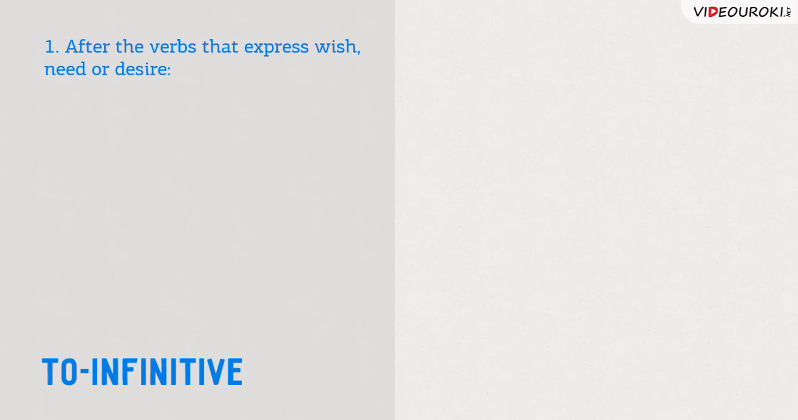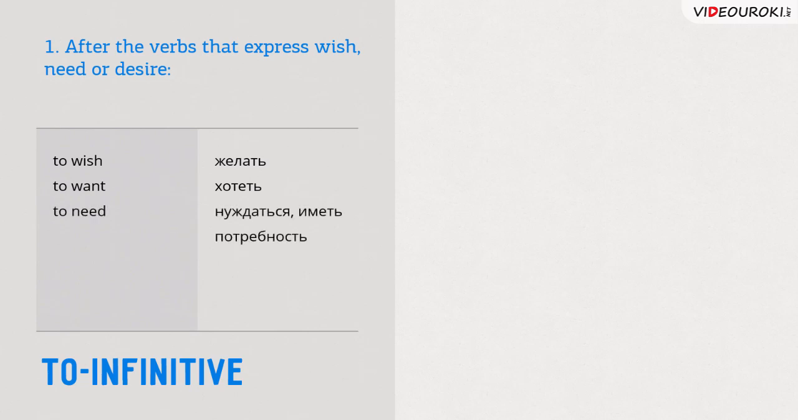1. After the verbs that express wish, need or desire. For example, to wish – желать, to want – хотеть, to need – нуждаться, иметь потребность, should, would like – хотелось бы, to desire – сильно желать.